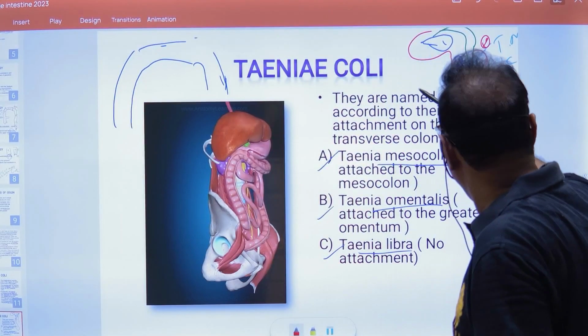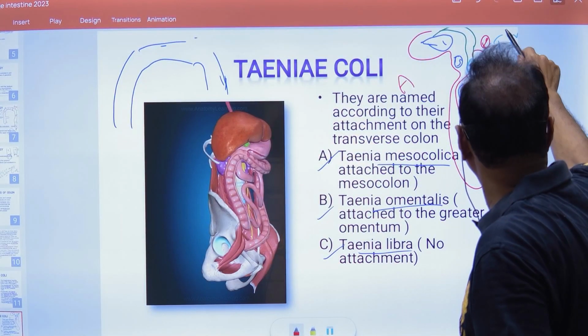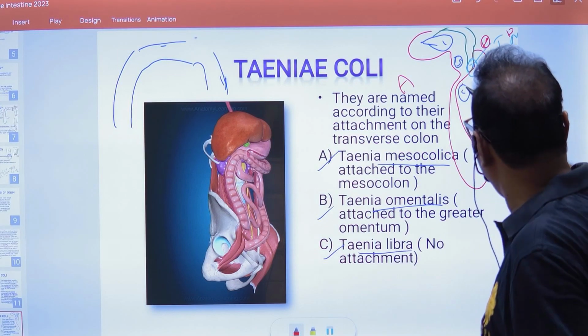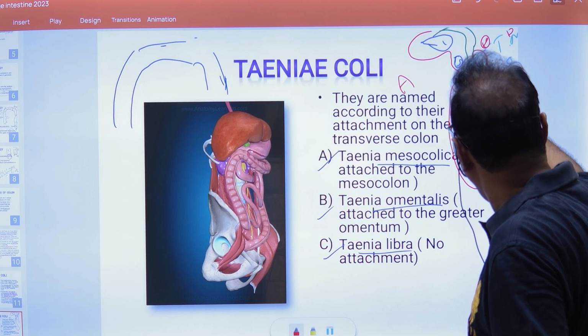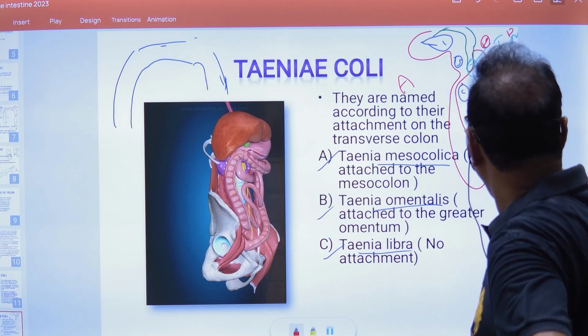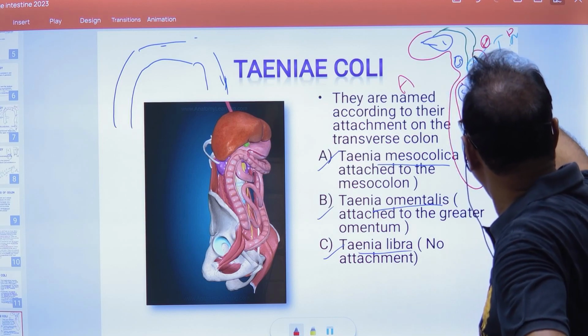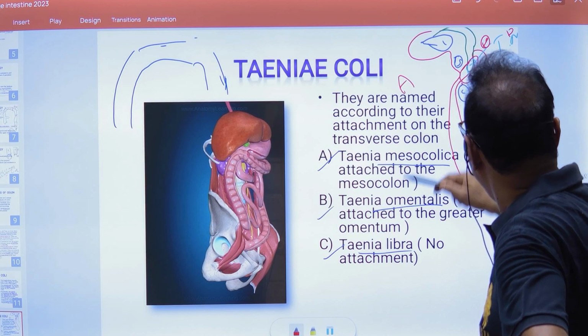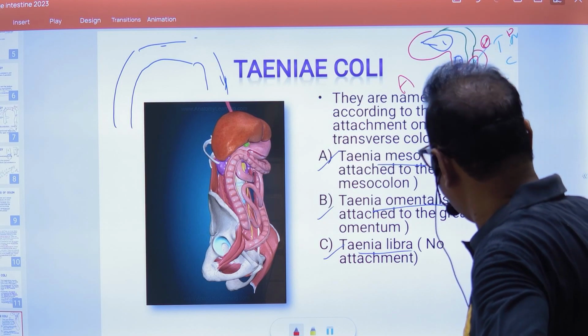So if this is anterior and this is posterior, it is attached on the posterior aspect of the transverse colon, and up to the pancreas. We see the pancreas over here. It goes up to the pancreas. This much area is the area of the transverse mesocolon.